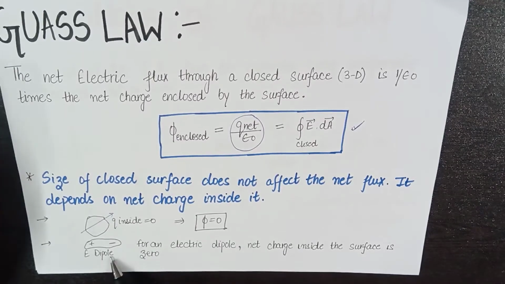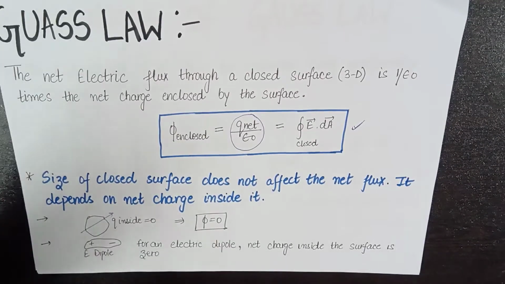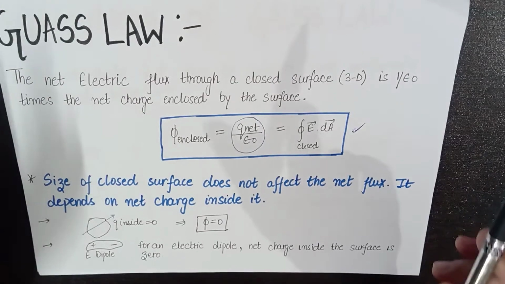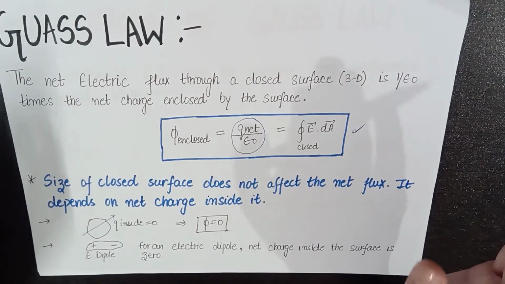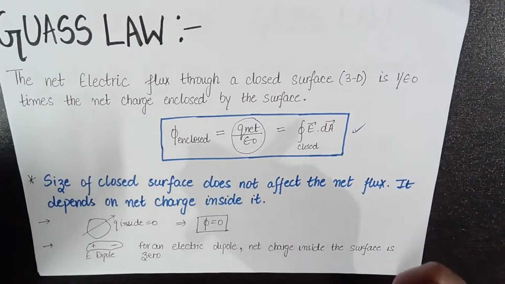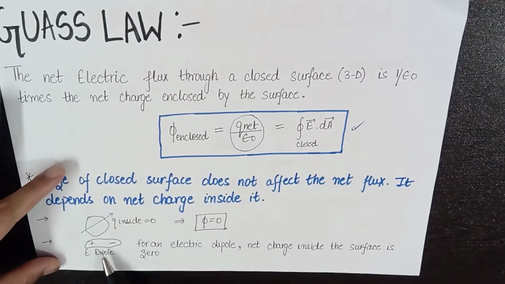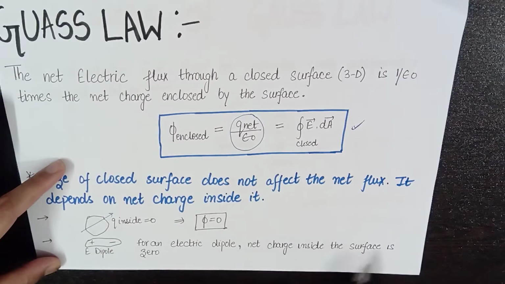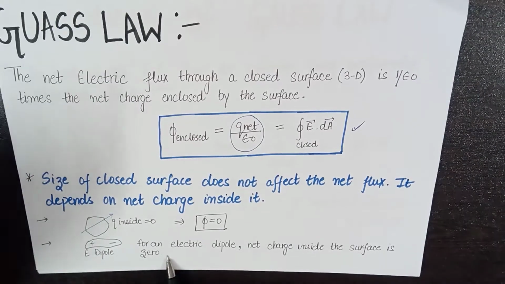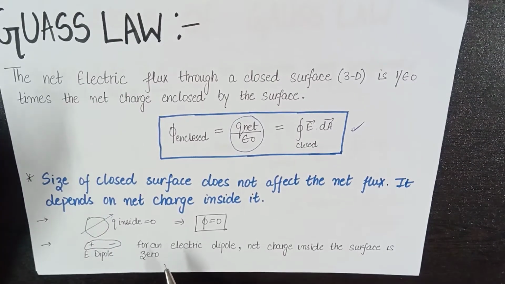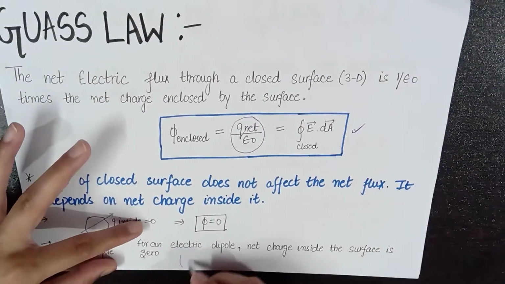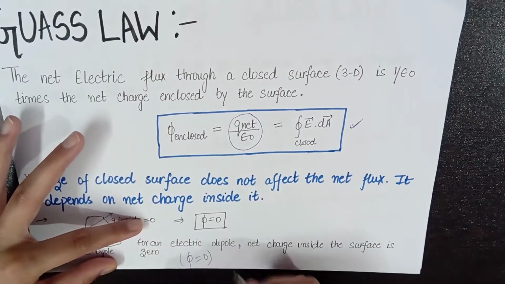Similarly, if we consider the example of an electric dipole, as you all know, what is an electric dipole? An electric dipole is a setup in which equal and opposite charges are separated by some distance. So the net charge inside the surface for an electric dipole is always equal to 0. No charge, hence no flux. Similarly, for an electric dipole we have flux equal to 0, as we have in this case.